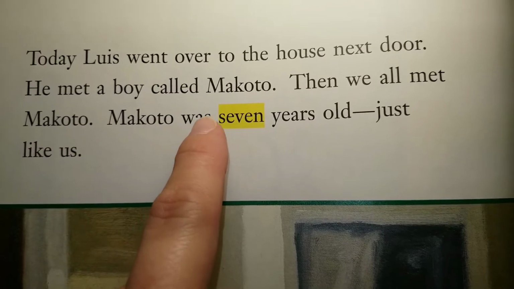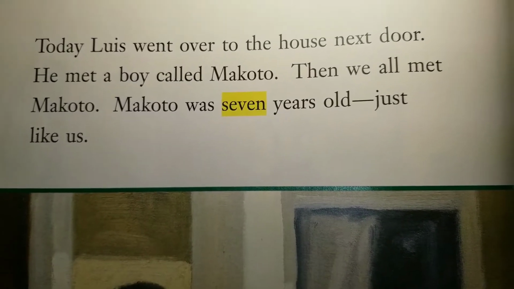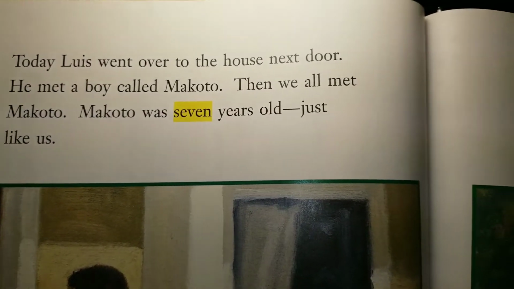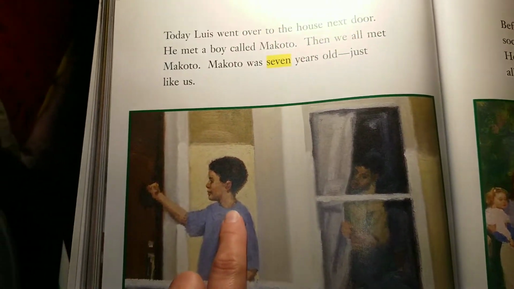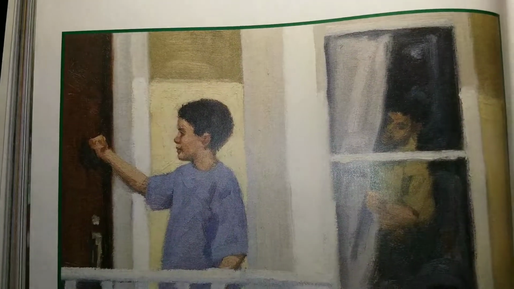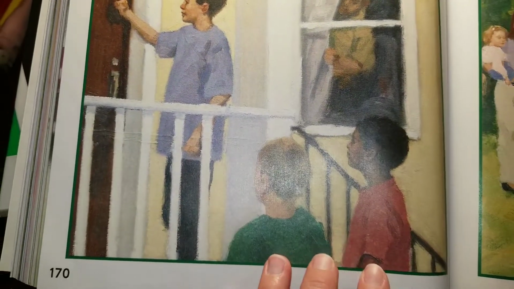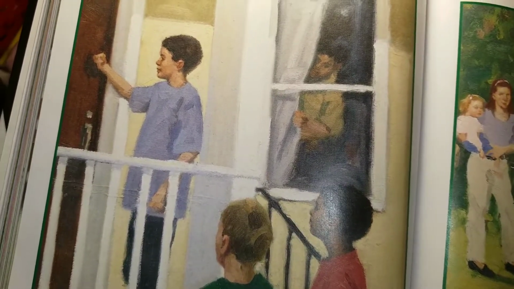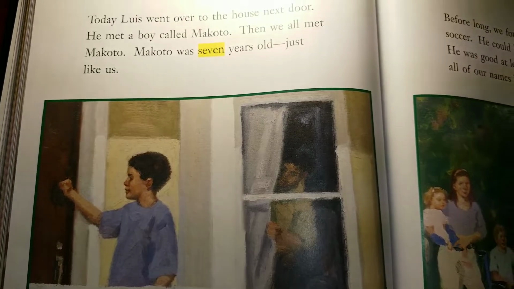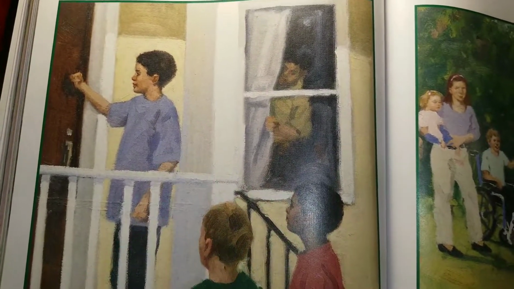Makoto was 7 years old, just like us. And just like you, boys and girls. I think all of you are 7 years old now. Alright, so let's take a look. So this is Luis. So now we know that the boy in blue, his name is Luis. So let's see who's telling the story. We'll find out soon, because we have 2 more boys over here. So one of them has to be Martin, and the other one is the one telling the story. Alright, so someone looks through the window to see who it is that is knocking on the door.